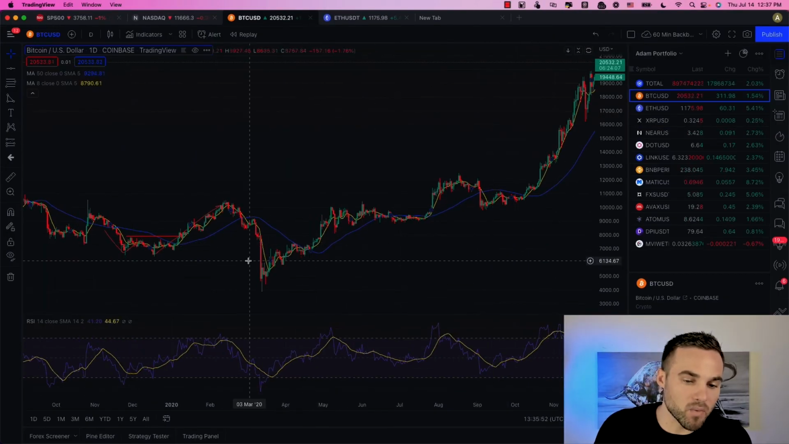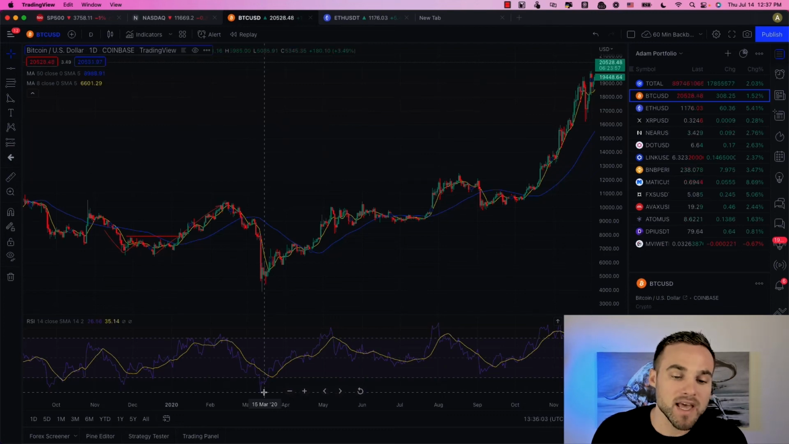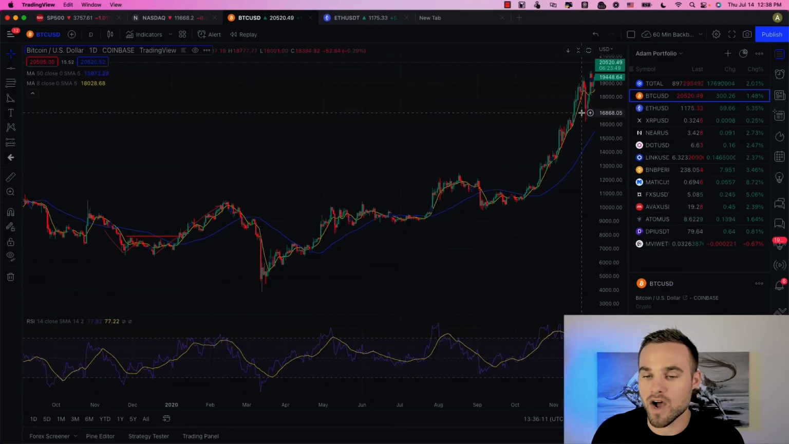We can also see it working in the other direction. Once it goes below 30, this is generally what's called being oversold, meaning it's too far sold, right? This came all the way down to like 15, and this marked the bottom here at like $4,800 for Bitcoin. And we can see that price continued to move upwards.